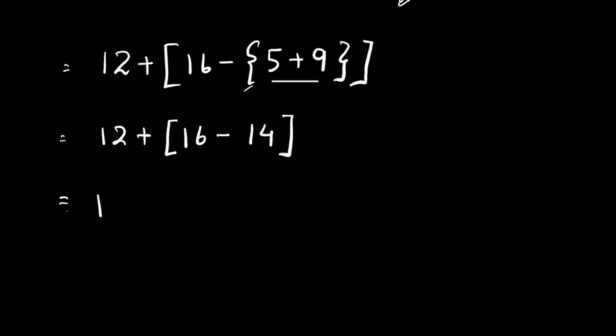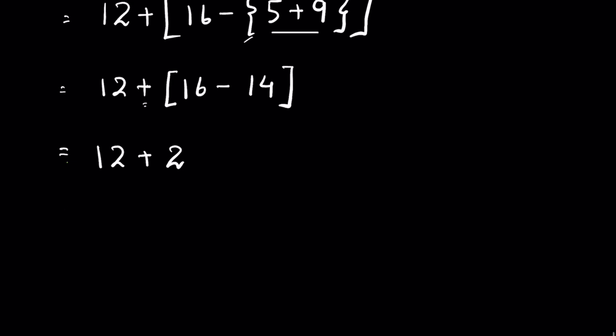Now we solve the box bracket. 16 minus 14 is 2. So we remove the bracket and write 2 here. There is a sign already here, so we write plus. Now 12 plus 2 is 14. So 14 will be the correct answer.